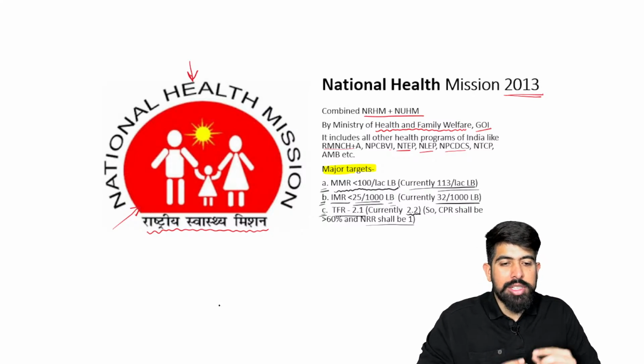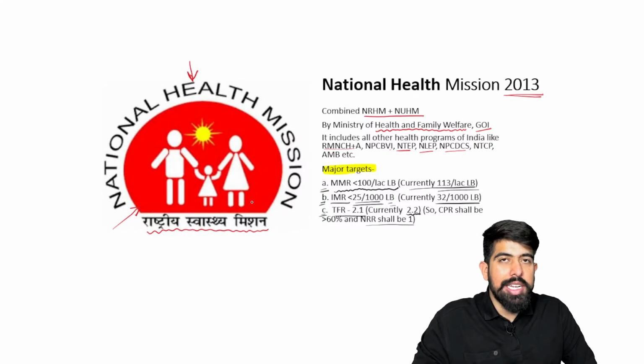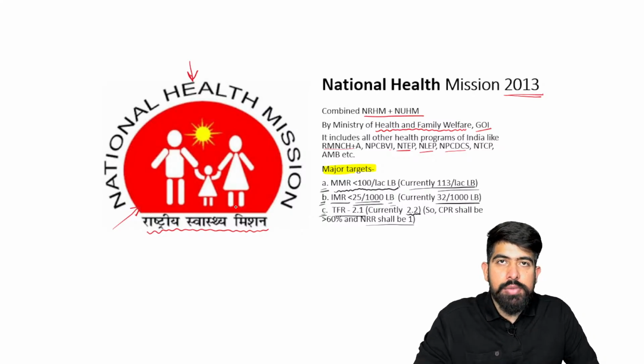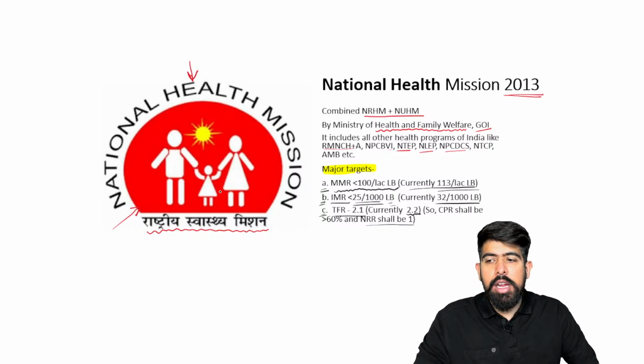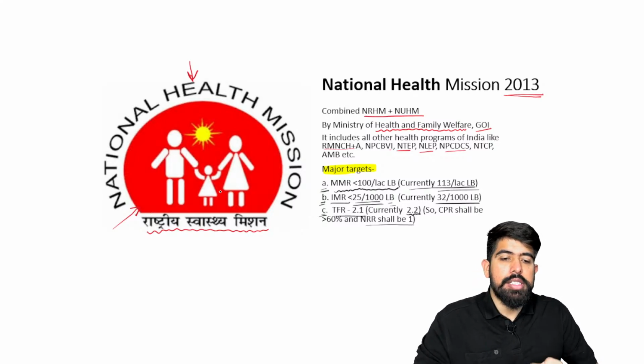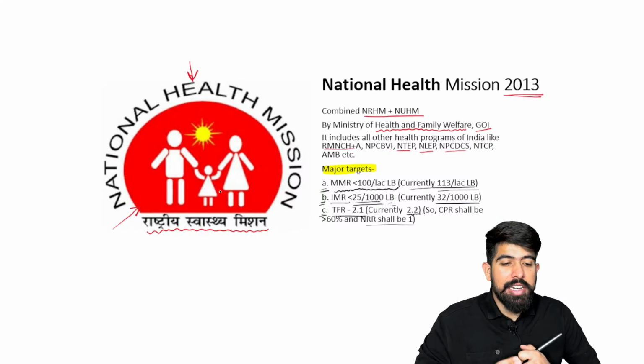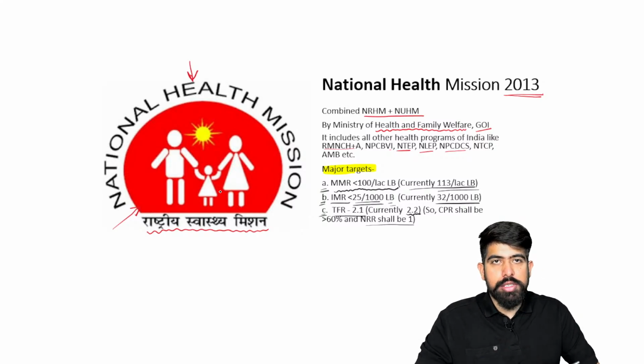Currently it's 2 is to 1. So there are three major targets by this National Health Mission. What are those three, guys? Please remember this. First, maternal mortality rate should be less than 100 per lakh live births, right? Currently 113 is the value. And the second one is infant mortality rate should be less than 25 per thousand, which is currently 32 per thousand child live births.